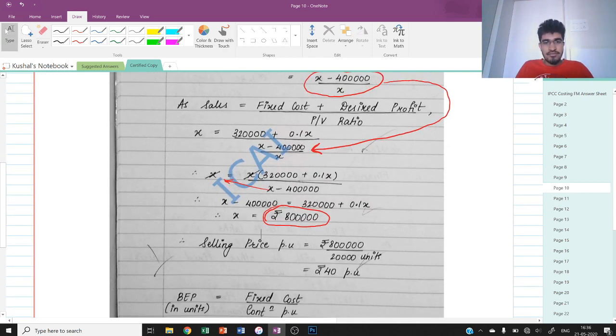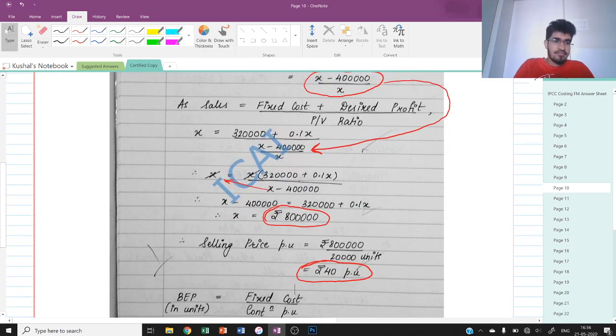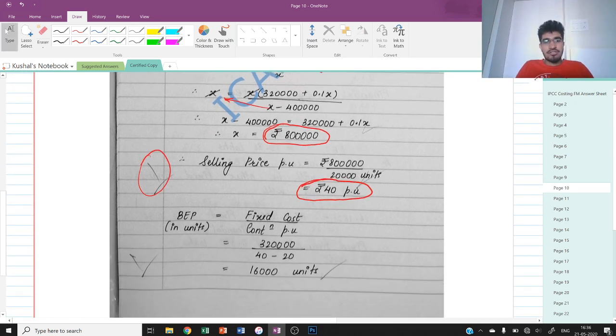We have the total number of units with us. Simply dividing the total sales by the total number of units gives us the selling price per unit, which is rupees 40 per unit. Okay, this was a long method which I had adopted, and I was able to score 1 mark over here. Break even point is fixed cost upon contribution per unit. You have the fixed cost, and you have the contribution per unit because you have the selling price per unit now. Variable cost per unit is given in the question, and therefore you can easily calculate the break even point in units.